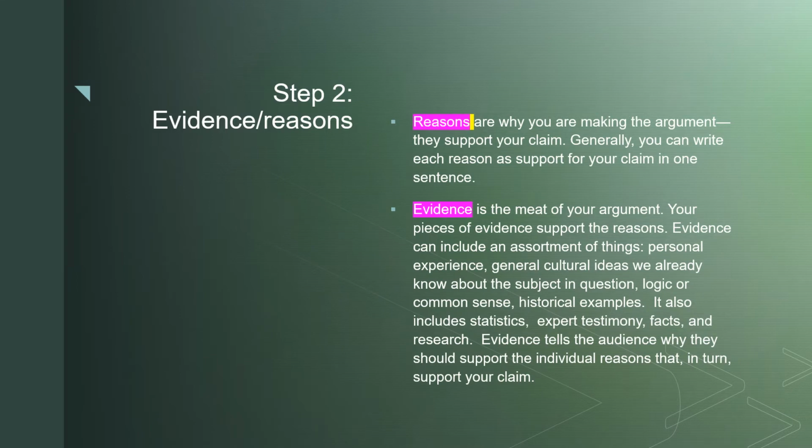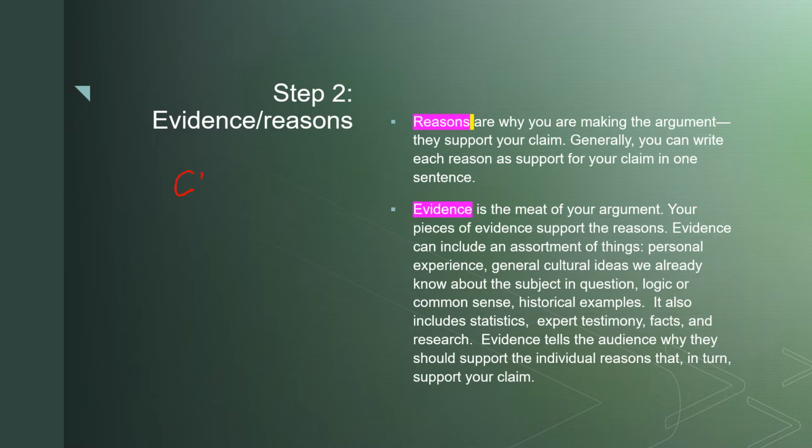Step 2 of the Toulmin method combines reasons and evidence. So reasons come after the claim. They're why you are making the argument, and they support your claim. You have to have a claim first in order to have reasons. Generally, you can write each reason as support for your claim in one sentence, and we'll get into that a little bit later. Evidence is the meat of your argument. Your pieces of evidence support the reasons.